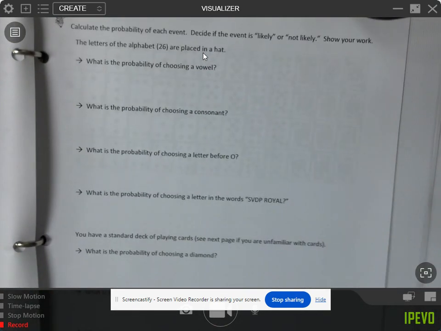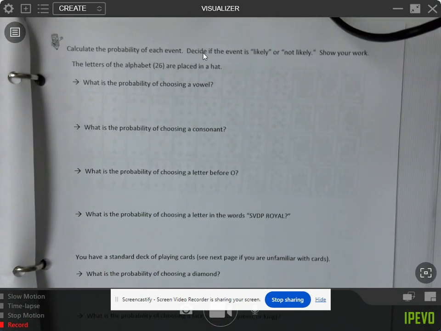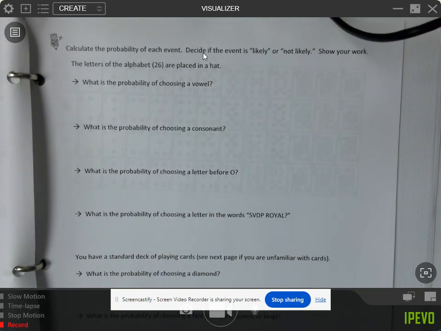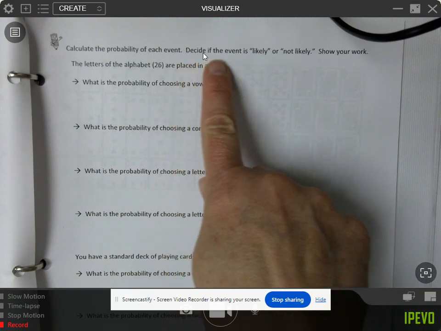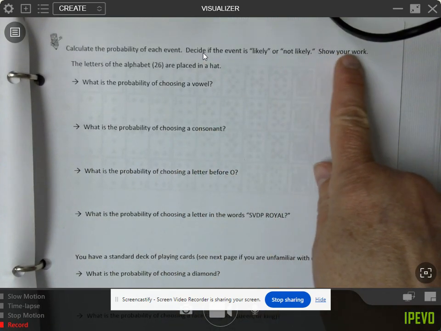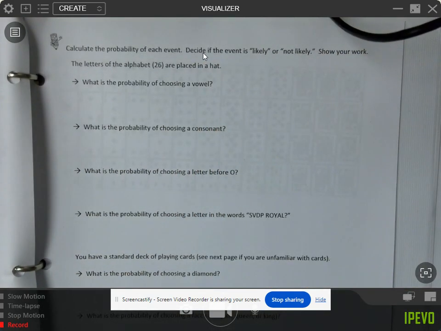Friends, shh. I'm going to answer it if we can be quiet. It says calculate the probability of each event. Decide if it is likely or not likely. Show your work. I want to see your fraction. I want to see your decimal. I want to see your percentage. I want you to write likely or not likely.